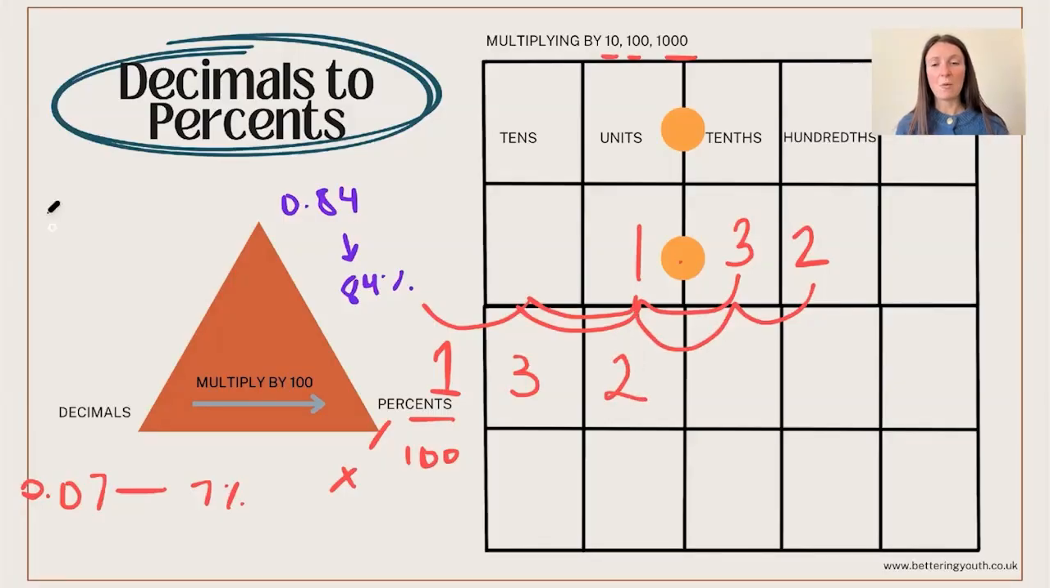That means that 1.32 converted into a percent is 132%. This makes sense. It makes sense because we know that 1 whole is equal to 100%. When our decimal includes a whole number, that shows us that our percentage is going to be greater than 100%.